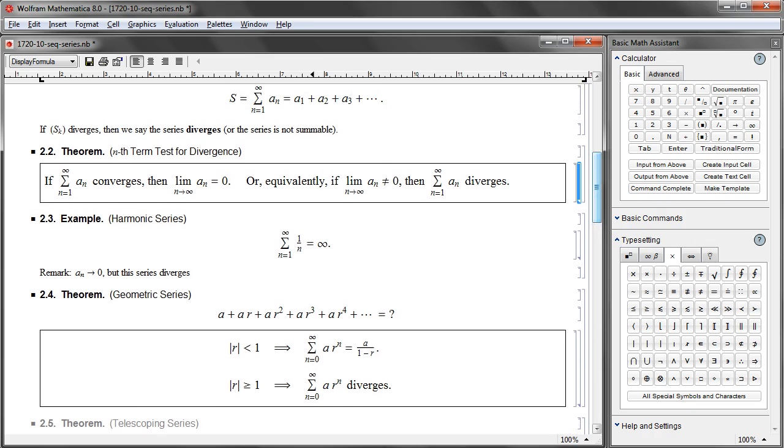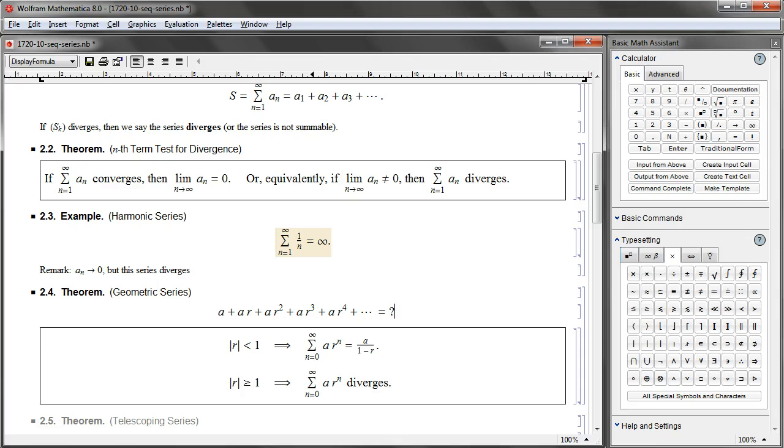Alright, we just talked about the test for divergence, and then we talked about harmonic series diverges. So we also took care of this converse issue for 2.2. Now let's go over to another important tool, geometric series formula. A plus ar squared plus ar cubed, and so on.